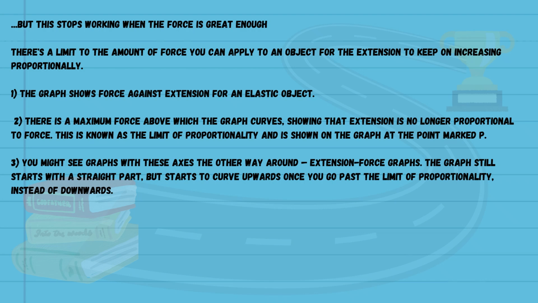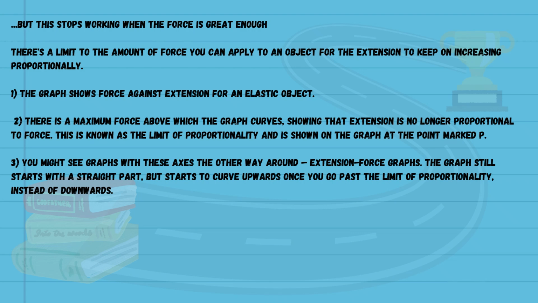There is a limit on the amount of force that you can apply to an object for the extension to keep on increasing proportionally. The graph shows force against extension for an elastic object. There is a maximum force above which the graph curves, showing that extension is no longer proportional to force. This is known as the limit of proportionality and is shown on the graph at the point marked P.